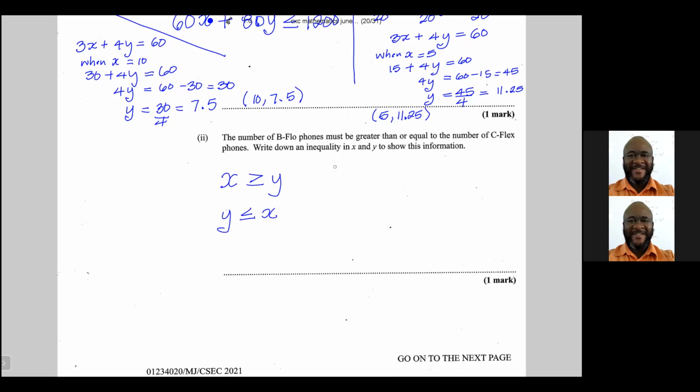Now, if I want to represent the inequality y is less than or equal to x on a graph, I need to draw the graph of the line y is equal to x. The line y is equal to x is a straight line that passes through all points on the graph where x and y have the same value. So it would definitely pass through the point 5, 5, and the point 10, 10, because whatever x is, y is the same thing.